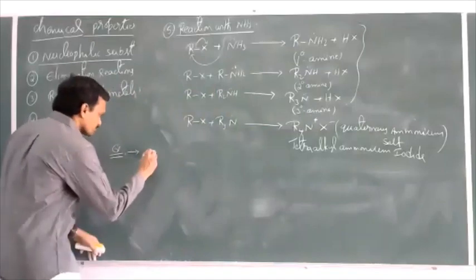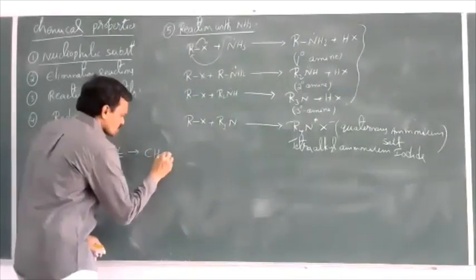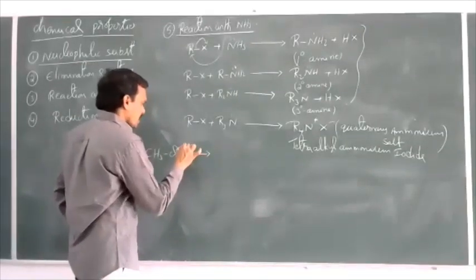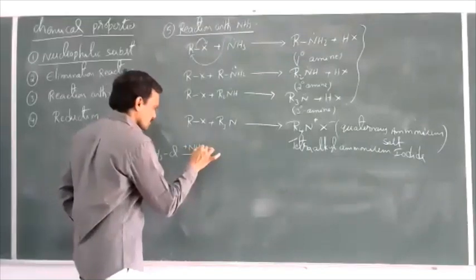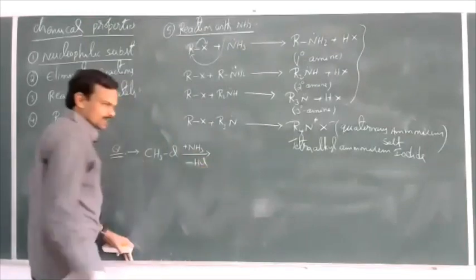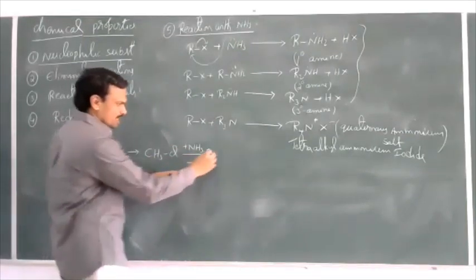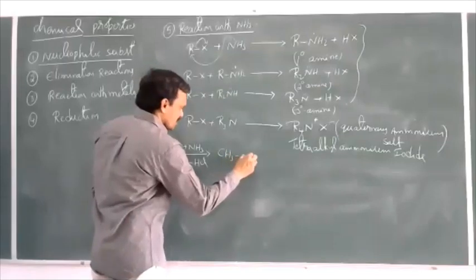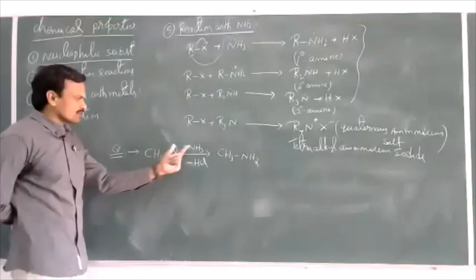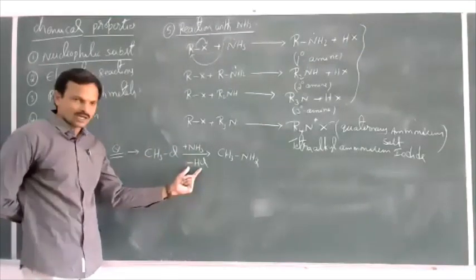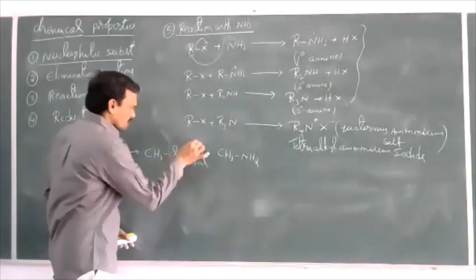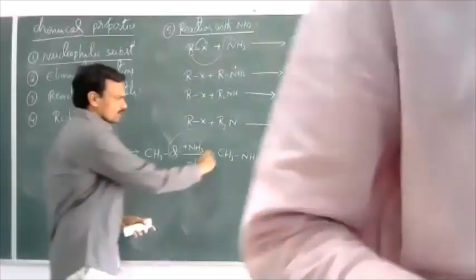Now let us see an example here. CH3Cl, when allowed to react with ammonia, then from this hydrogen halide HCl gets eliminated. With elimination of HCl, we can get CH3NH2, methylamine. Methyl chloride reacts with ammonia with elimination of hydrogen chloride. Then we can get methylamine. So here one chlorine and here one hydrogen atom are replaced as HCl.